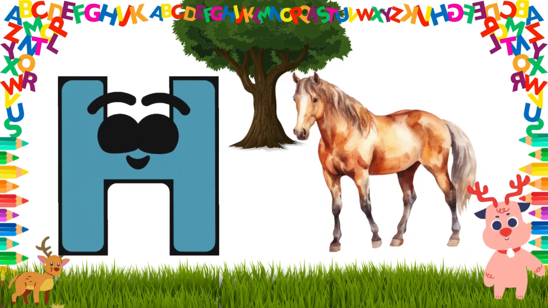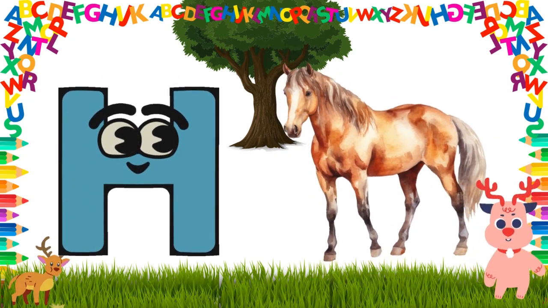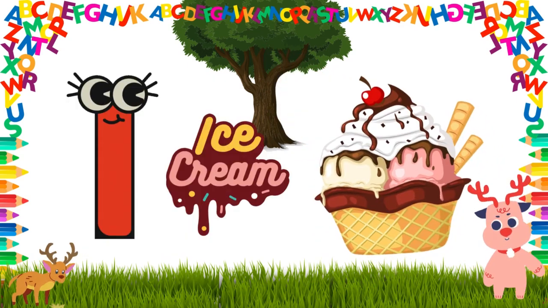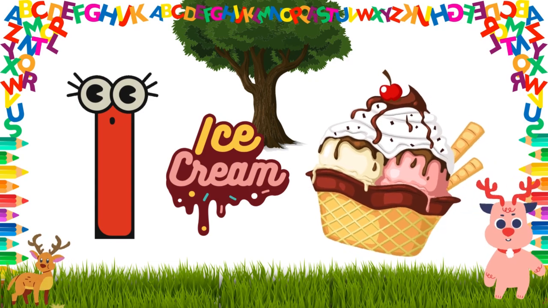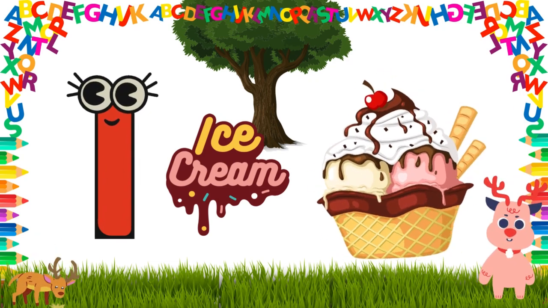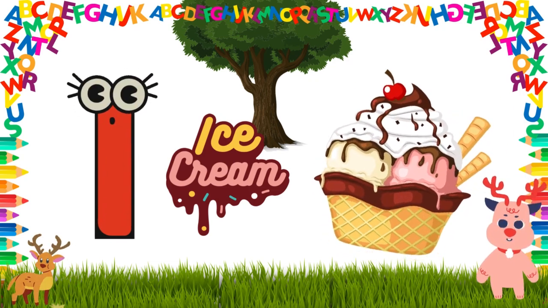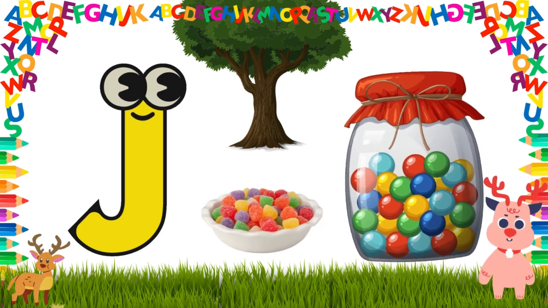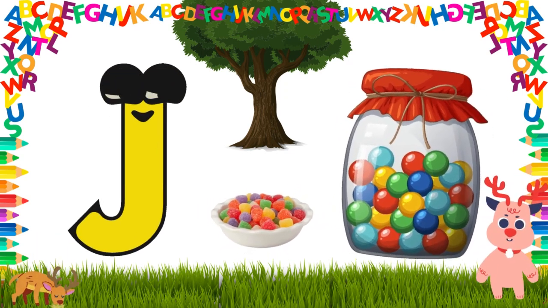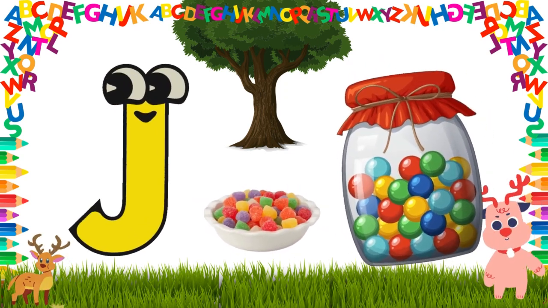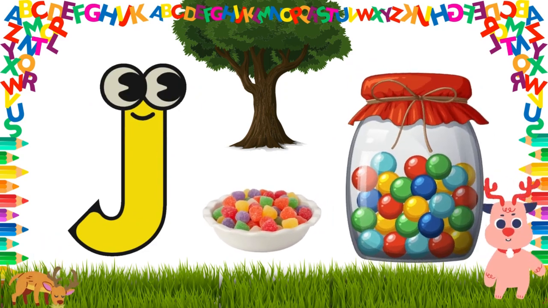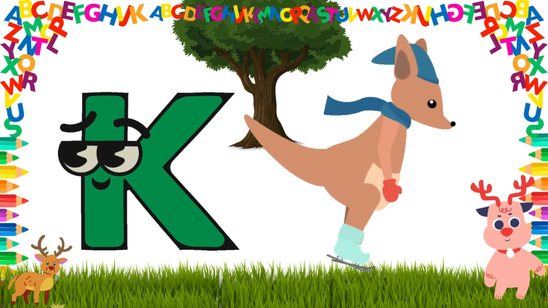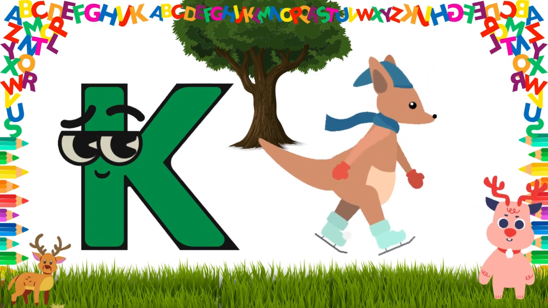Horses have hooves and hairy manes. Ice cream is incredibly interesting. Jelly beans jump joyfully in jars. Kangaroos kick and keep hopping.